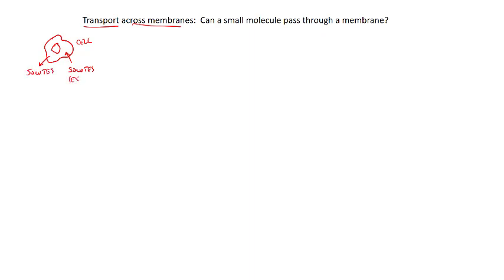So for example, it may need to take in food sources like glucose, and to excrete waste products like, say, CO2. And so that means that these solutes, whatever they are, are going to have to cross a lipid bilayer.